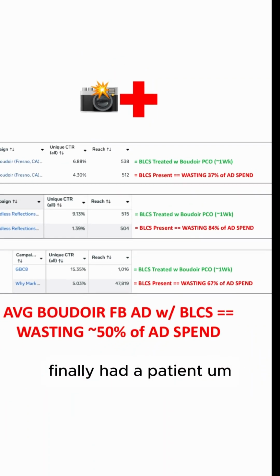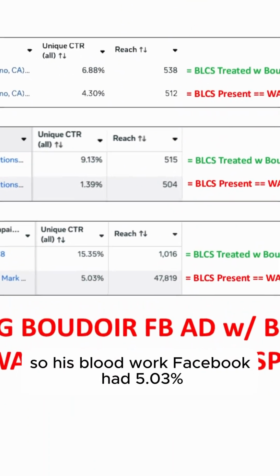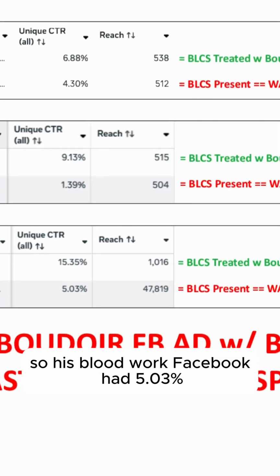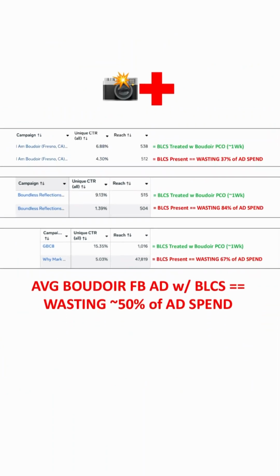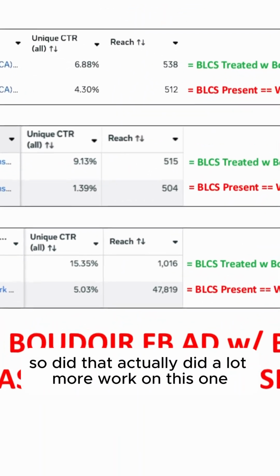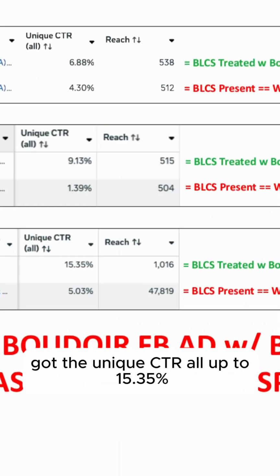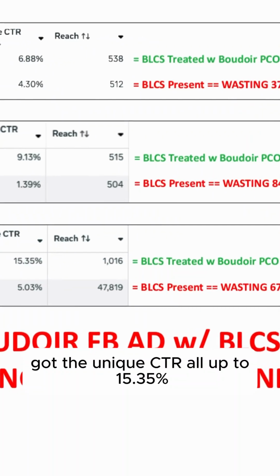Finally, had a patient, so his Boudoir Facebook ad had 5.03%. So that's under 6%. We know that BLCS is present. So we knew we got some work to do. We can treat this with Boudoir Pico. So did that. Actually did a lot more work on this one. Got the unique CTR all up to 15.35%.